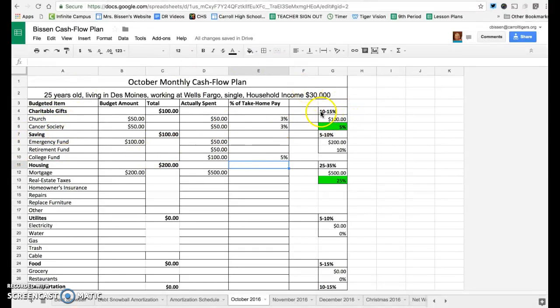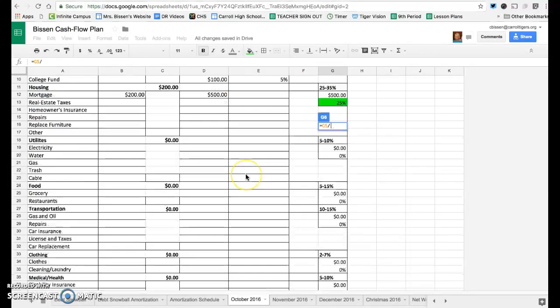So these numbers right here are about what Dave Ramsey says you should be spending on each of these categories. So like for giving, should be about 10 to 15% of your take-home pay. Saving should be about 5 to 10. Your housing needs to be somewhere between 25 and 35%. So these are given. This is the total of everything you actually spent in that column. And then this percentage is the total divided by your take-home pay. So if it's not in there, you do equals this divided by your take-home pay.